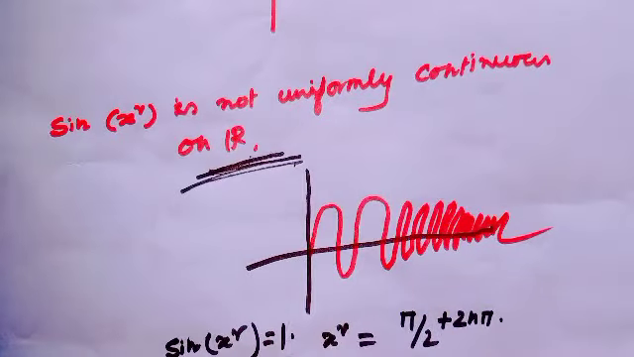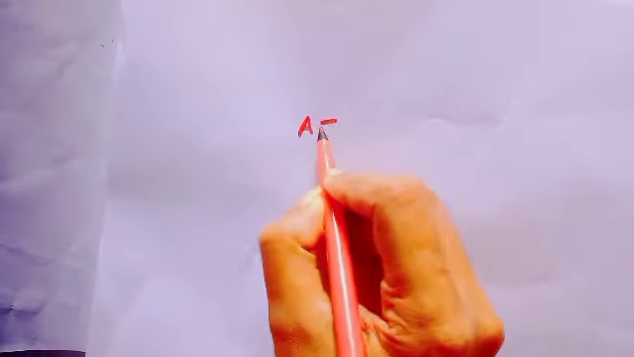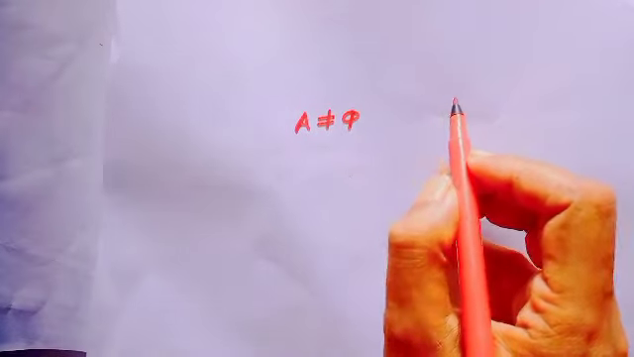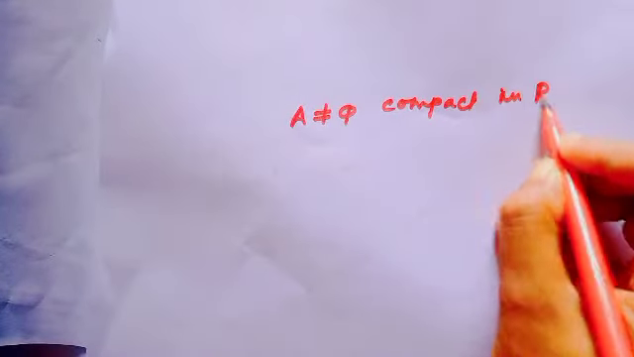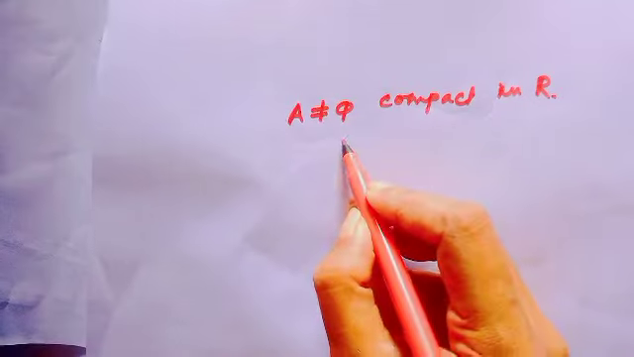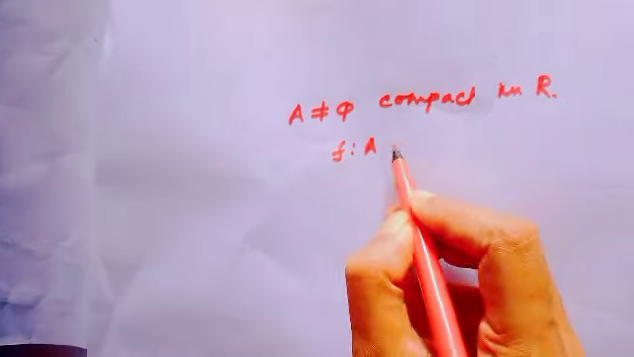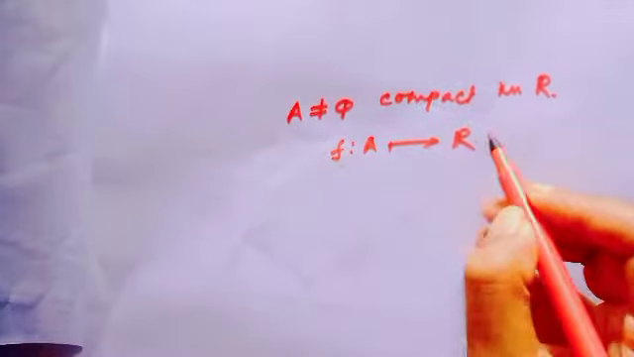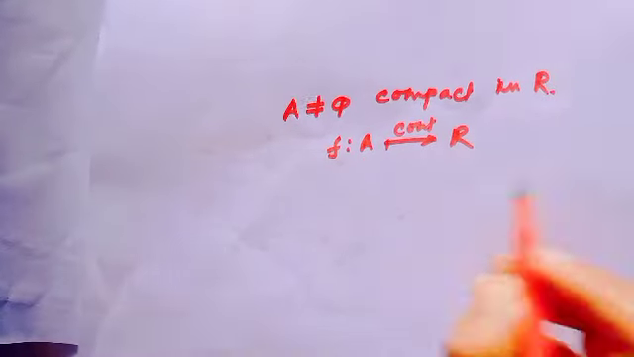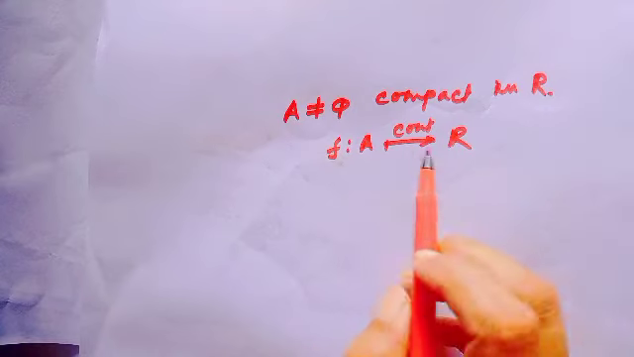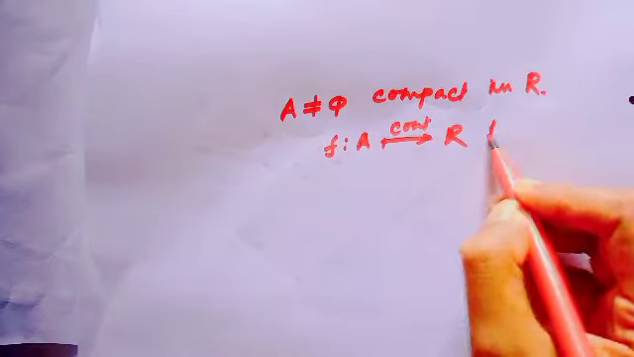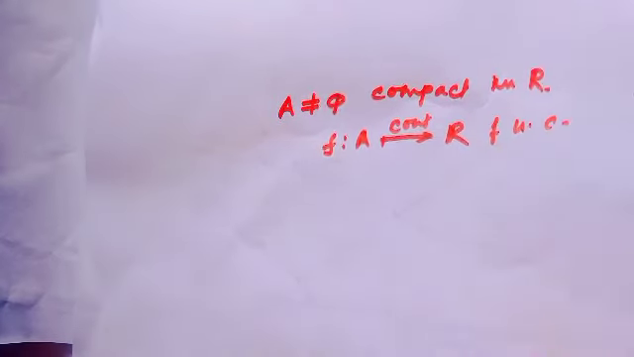Are you getting? Well, there exists a nice theorem. Consider a set A which is non-empty and compact in R. We all of us know compact in R means closed and bounded set. And if F is a mapping from capital A to R which is continuous, since the domain is closed and bounded and the function is continuous, F must be uniformly continuous. We all of us know it.